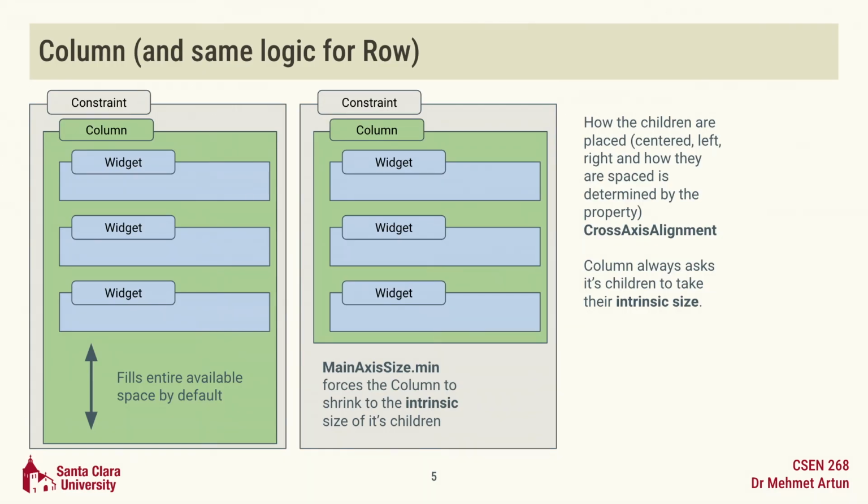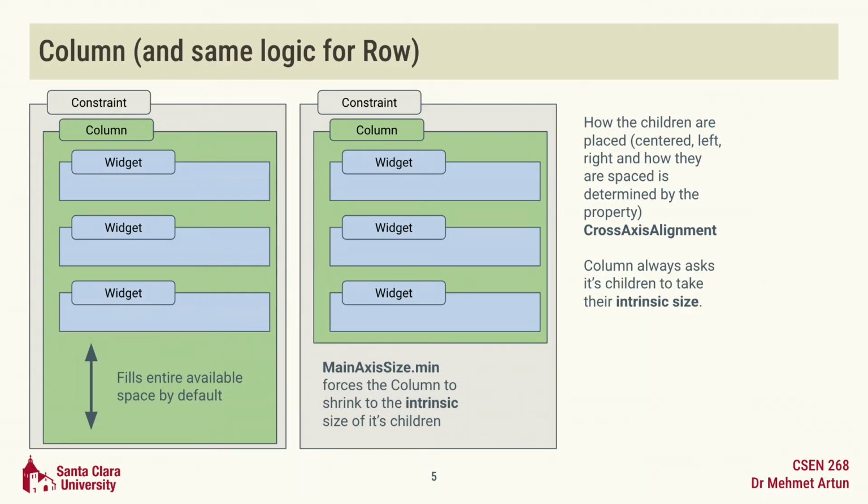So the important concept here is the intrinsic size of the children. What does the intrinsic size of the children mean? You have one, two, three child widgets, and they have an intrinsic size, this much. They don't need this much. If you specify for the column main axis size minimum, then the column is not going to try to fill the entire space. The column is going to just wrap its children and stop. Otherwise, it will try to fill the entire space by default.